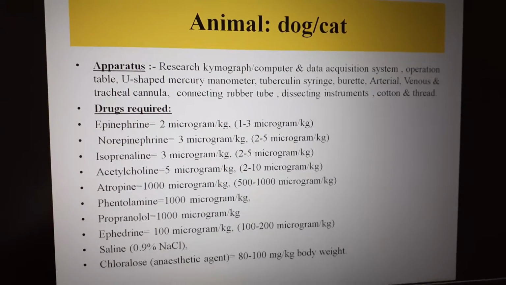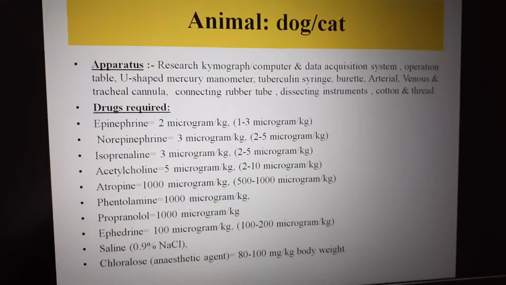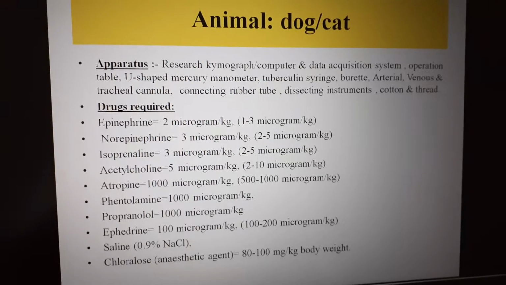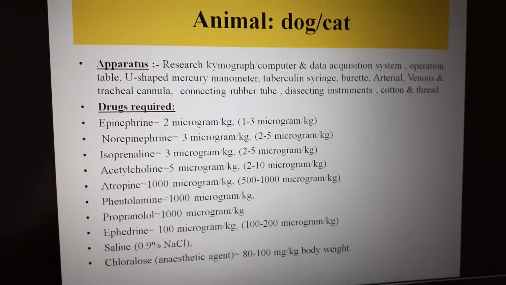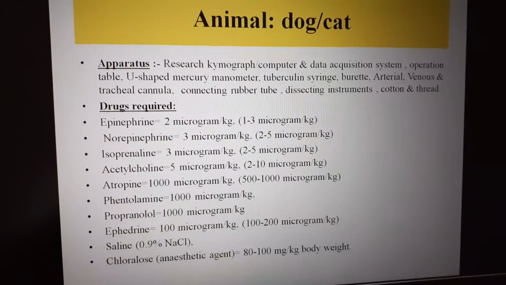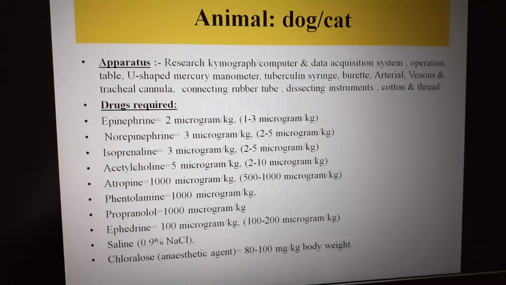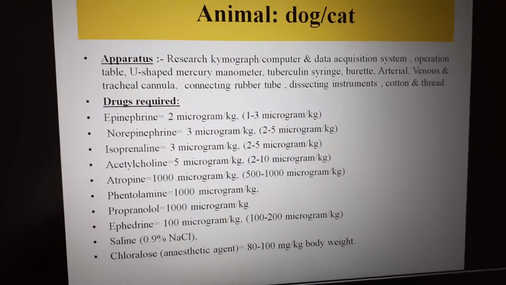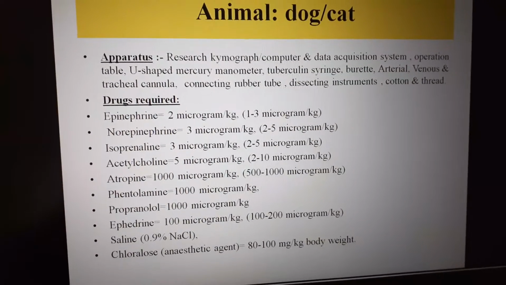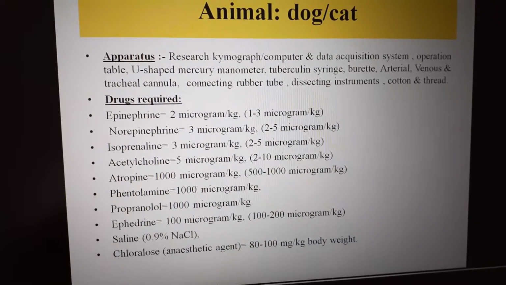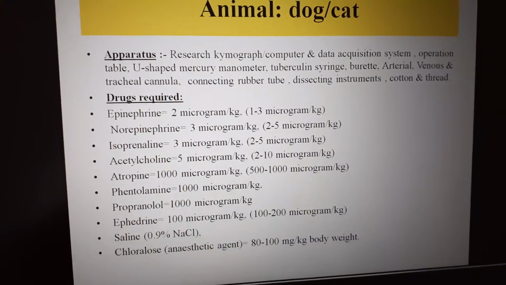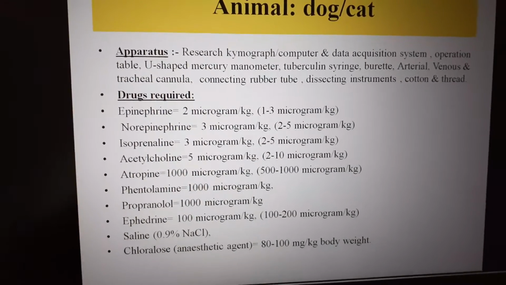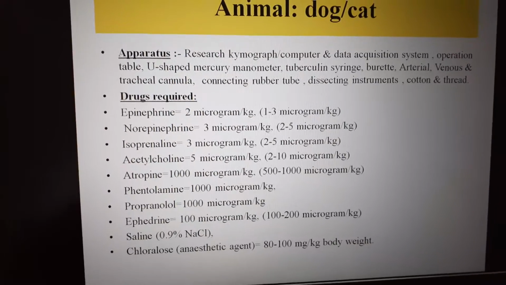Drugs required are epinephrine 2 microgram per kilogram body weight of the animal, norepinephrine 3 microgram per kilogram, isoprenaline 3 microgram per kilogram, acetylcholine 5 microgram per kilogram, atropine 1000 microgram, or you can say 1 milligram per kilogram, phentolamine 1 milligram per kilogram, propranolol 1 milligram per kilogram, ephedrine 100 microgram per kilogram, normal saline, that is 0.9% NaCl, and the required anesthetic agent is chloralose, that is 80 to 100 milligram per kilogram body weight.